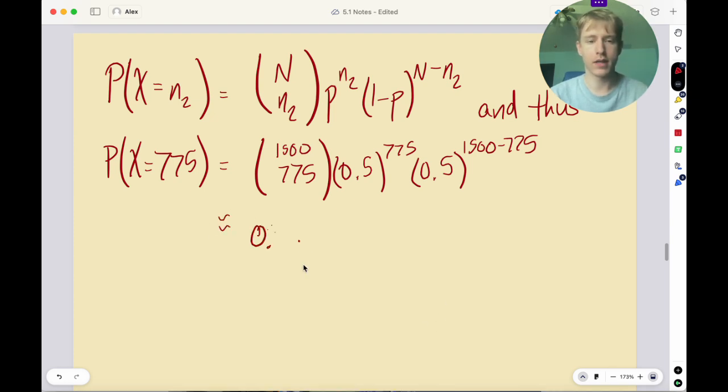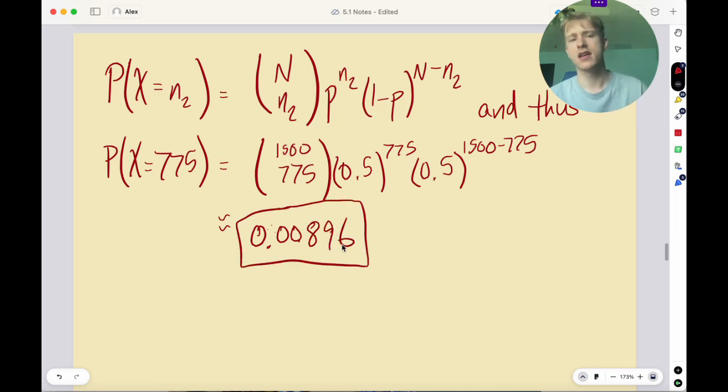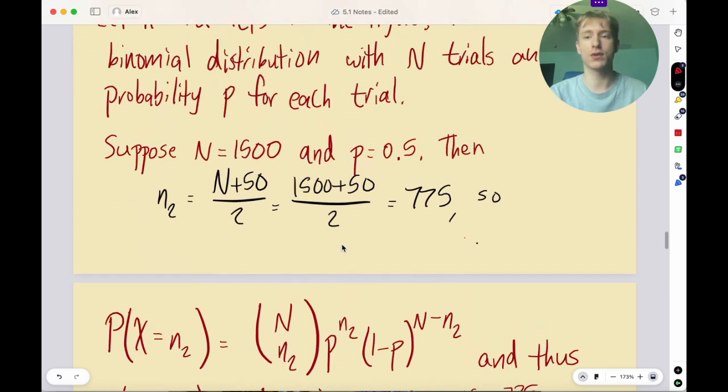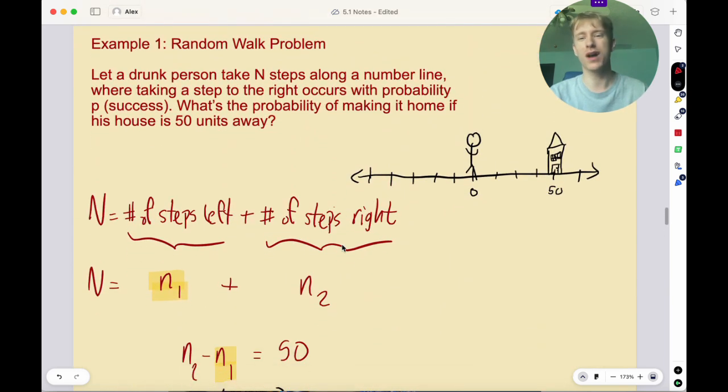And I got 0.00896. Okay, so pretty unlikely. Let's amend this probability slightly and go back to the original scenario, because I don't think we want to know exactly when the number of steps to the right surpasses the number of steps to the left by exactly 50. We want it to surpass it by at least 50, right?